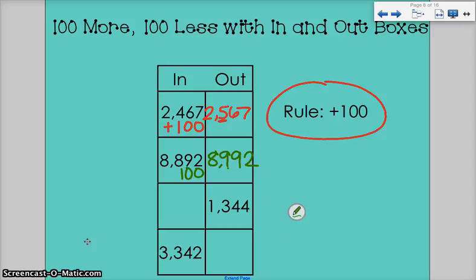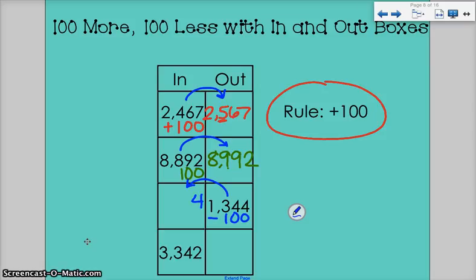This next one's a little tricky, Mrs. Sluzewitz. Do you want to explain how we would do this next one? Well, I think that it's going to end up being the opposite operation because now I know what came out. So before I added 100 to figure out what was coming out, but now I know what came out. So that makes me think I'm going to need to subtract 100. So let's take 100 away from 1,344.